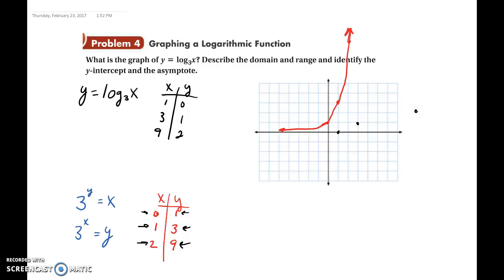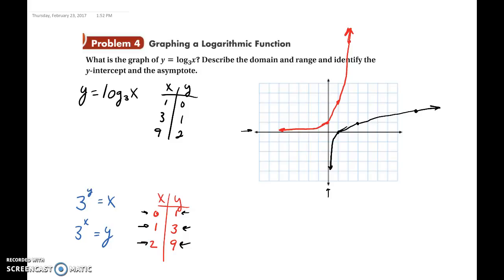And since our x-axis is the asymptote for the exponential, for our logarithm, our y-axis is the asymptote. So this is what our graph will look like. It'll get very, very close to that y-axis, but never actually touch it. All right, so there's the graph of y is equal to log base 3 of x.